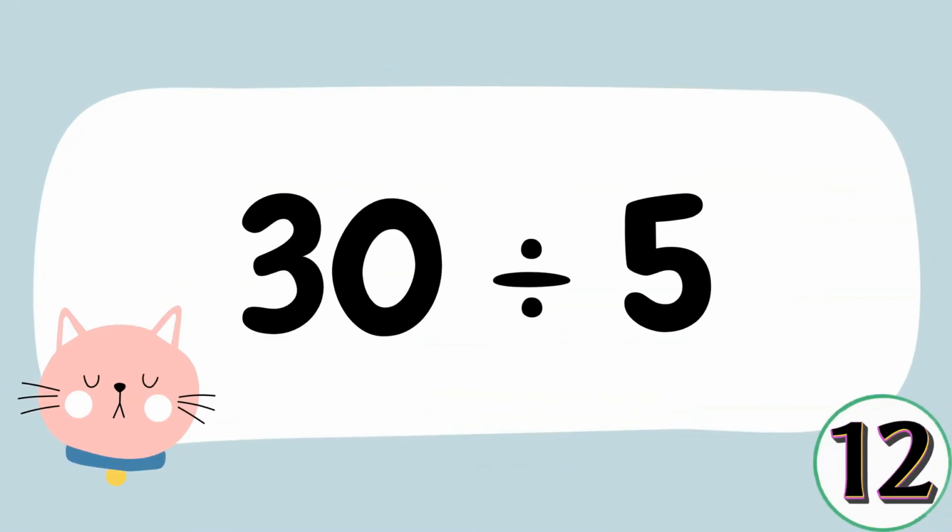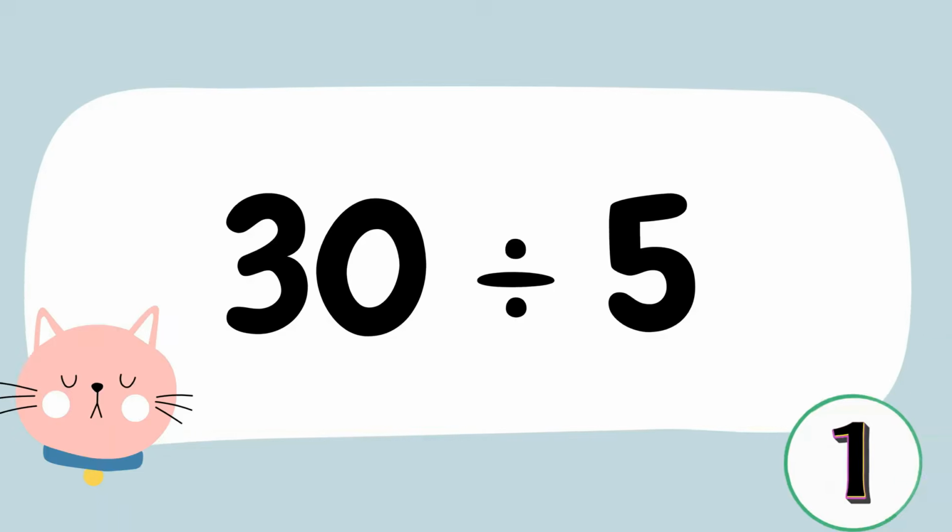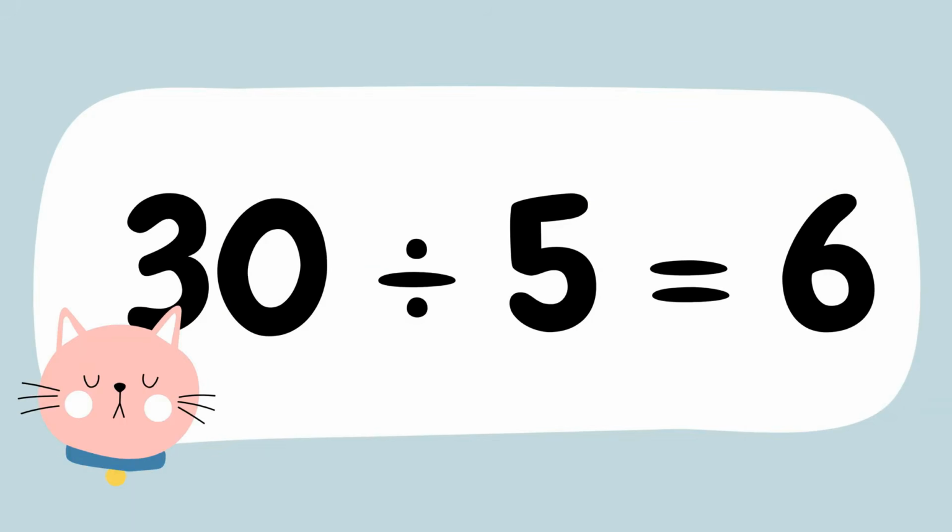What is 30 divided by 5? The answer is 6. 30 divided by 5 is 6.